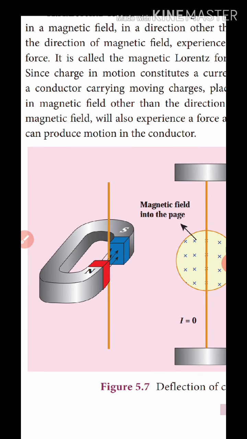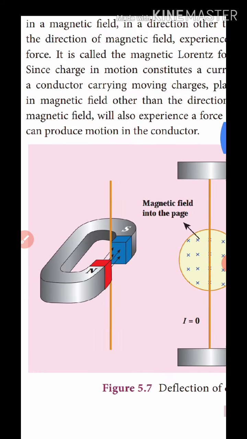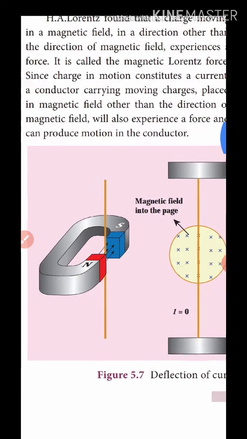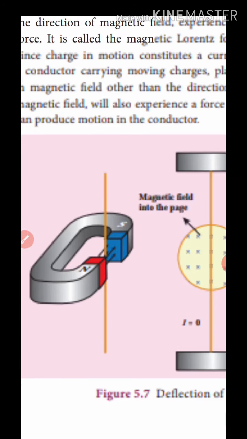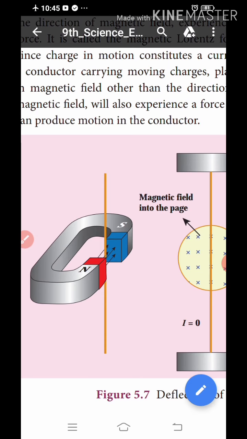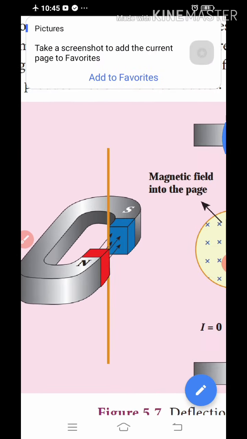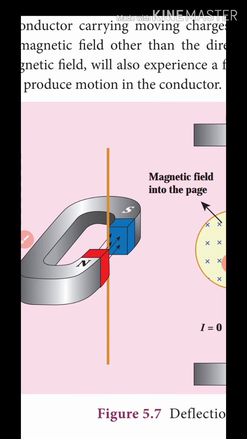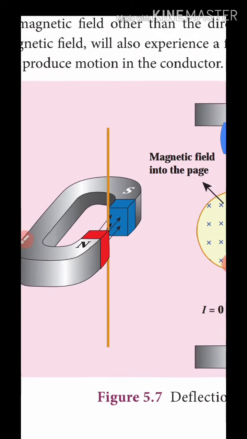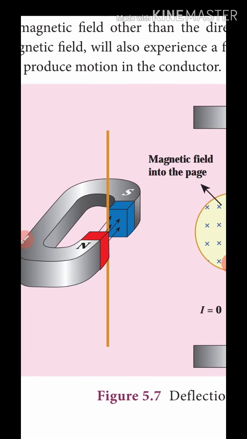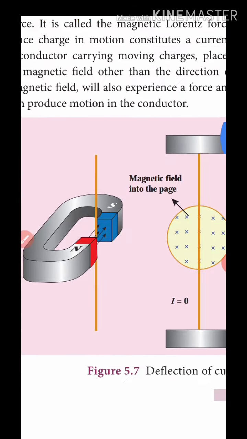What is meant by the magnetic Lorentz force? A charge moving in a direction other than the direction of the magnetic field experiences a force. It is called the magnetic Lorentz force. Since charge in motion constitutes a current, a conductor carrying moving charge placed in a magnetic field, in a direction other than the direction of the magnetic field, will also experience a force and can produce motion in the conductor.